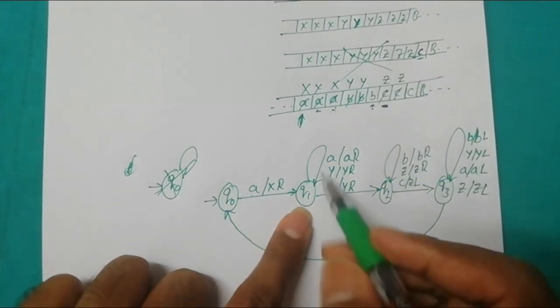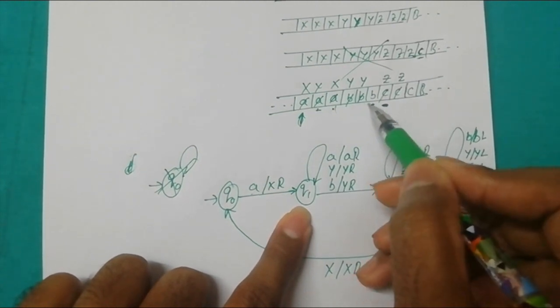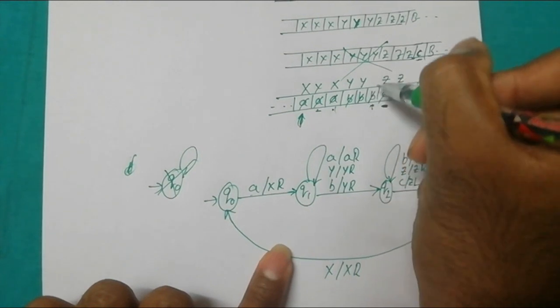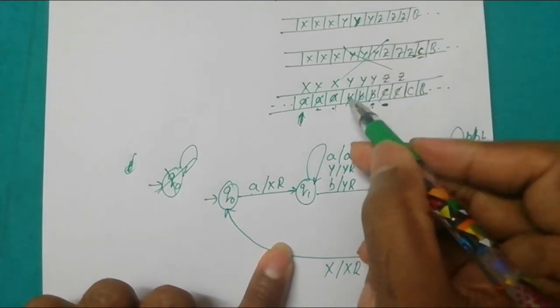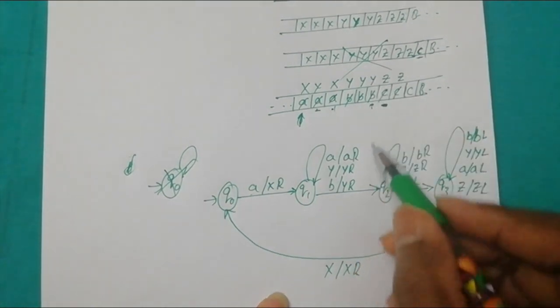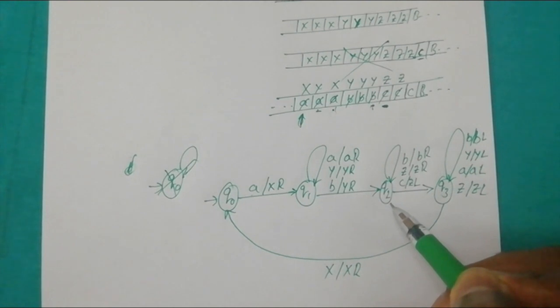Next, we are in the state q1. q1 will come across with y's. Just keep on skipping. q1 will come across with some b at some instance of time. Convert this b into y. This is the third b. Since the third a is already converted to x, we convert the third b into y. Next, we move one cell to the right direction and we move to the state q2.